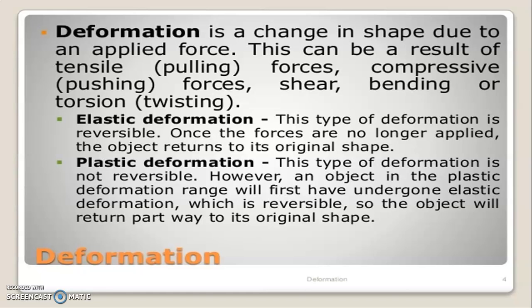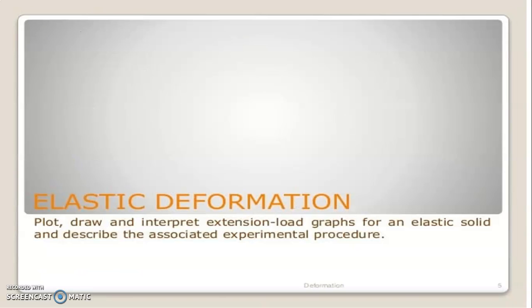Two types of deformation are there: elastic deformation and plastic deformation. Elastic deformation, this type of deformation is reversible. Once the forces are no longer applied, the object returns to its original shape. Then we have plastic deformation. This type of deformation is not reversible. However, an object in the plastic deformation range will first have undergone an elastic deformation, which is reversible, so the object will return part way to its original shape.